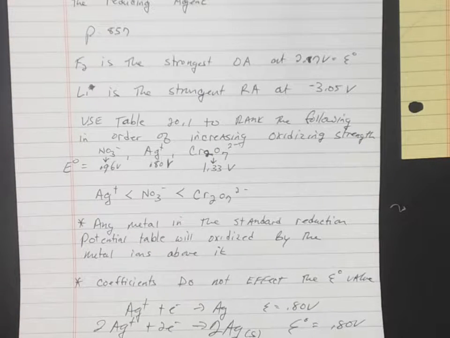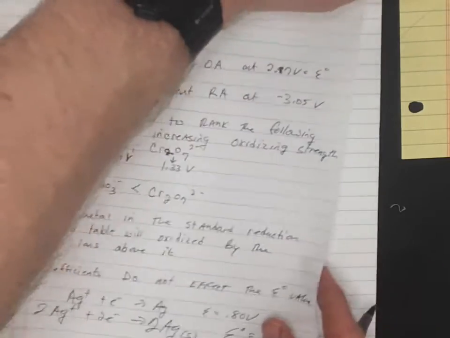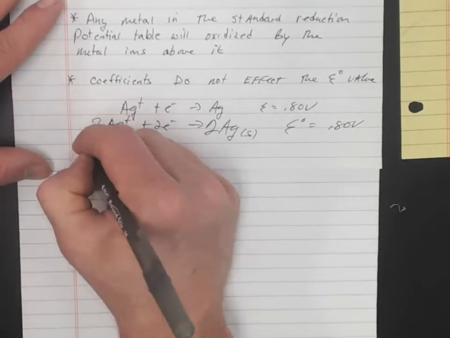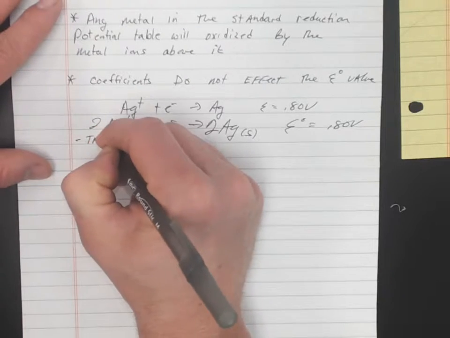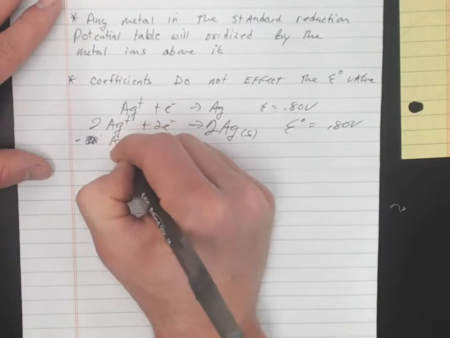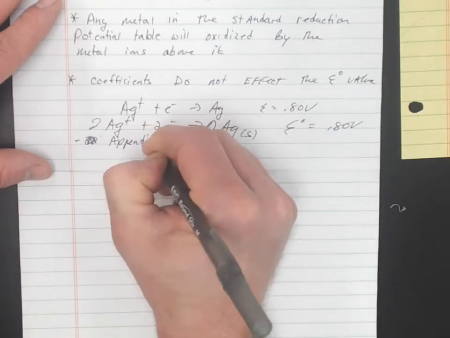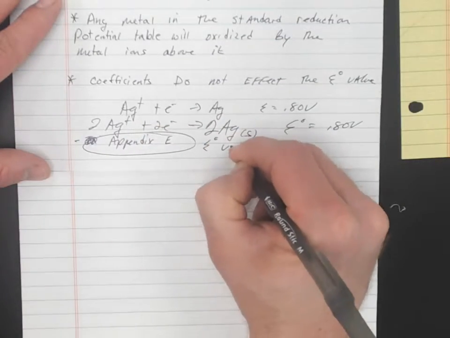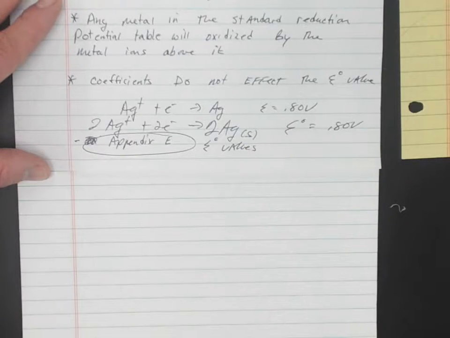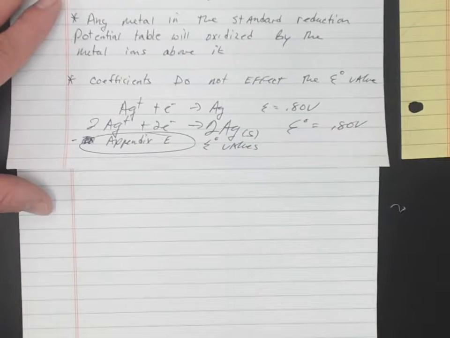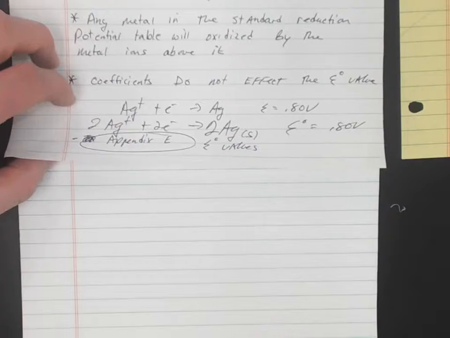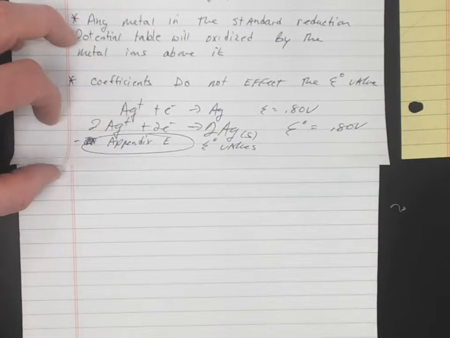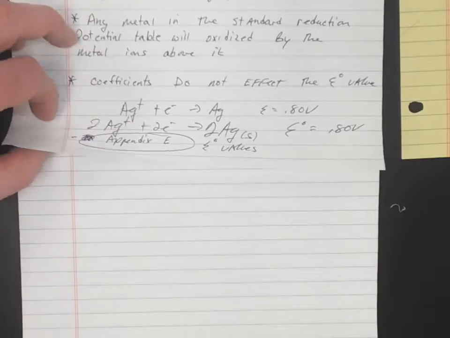Okay, and just to be aware of where you find these values more extensively, Appendix E in the back of your book has the extensive list for E naught values, and that's where you want to take a look when you're doing your homework. A lot of times you can find them on table 20.1, but in the back of the book, Appendix E is better.